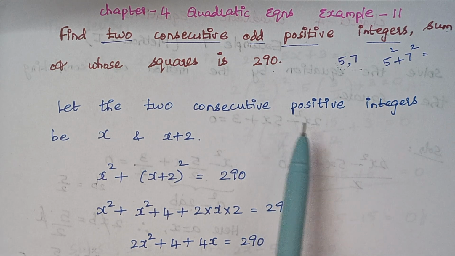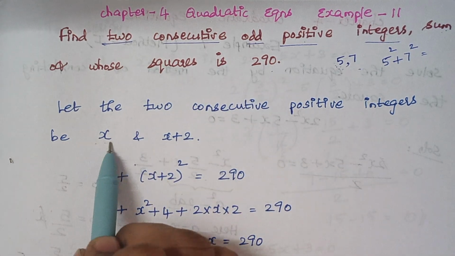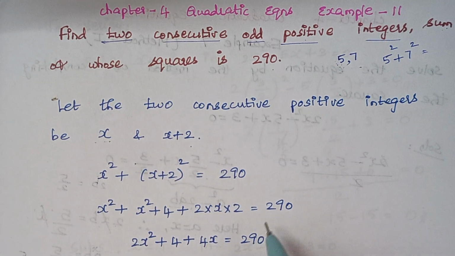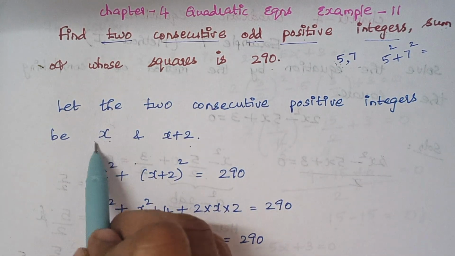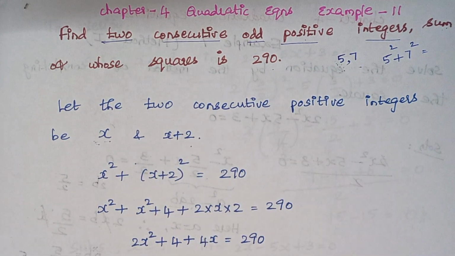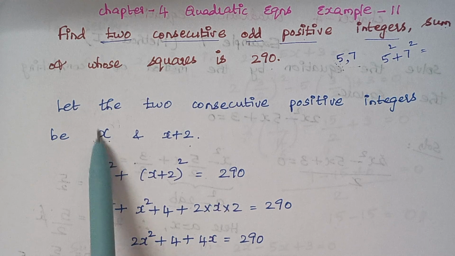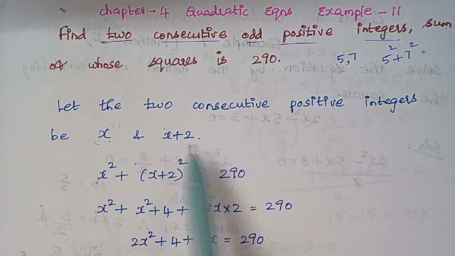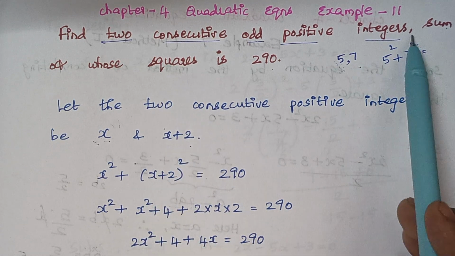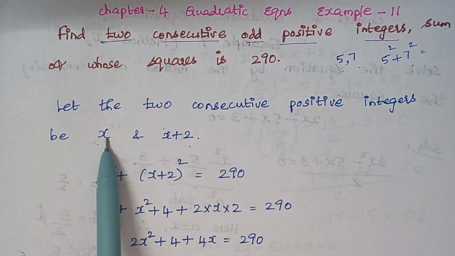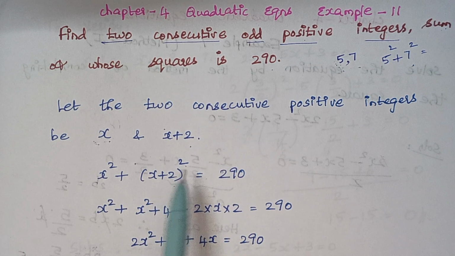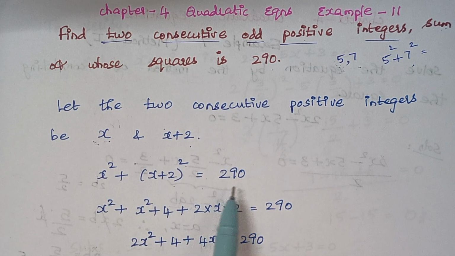As we don't know the number, we are selecting the first number as x. Then what will be the next number? It is x plus 2. Yes or no? Because for example, if x is 5, then how do we get 7? 5 plus 2 gives you 7. So the first number is x and the consecutive odd number is x plus 2. Now you have to square those two terms and add. One number is x, so x square, and the other number is x plus 2, therefore x plus 2 the whole square. The sum of the squares is given as 290.